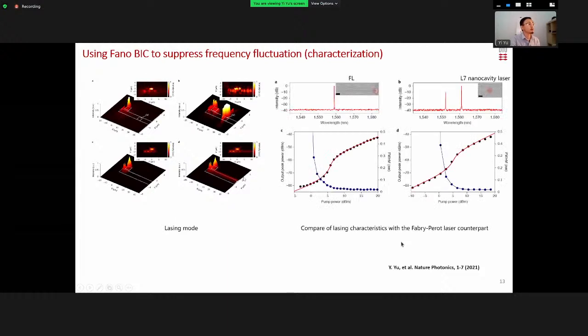Then for comparison, we also fabricate an FP cavity, which was realized by a simple L7 nanocavity here. And these two types of lasers have similar performances in terms of threshold and output power. But as you can see, the final laser is single mode, while the FP laser is multimode, due to the narrowband feature of the final mirror, which we already observed before.